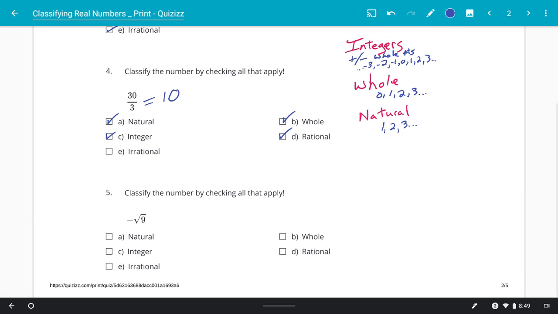Number 5. Again, they're taking this number and they're trying to trick you with it. There's a negative sign out on the outside, which means this is going to be a negative number. Well, what's the square root of 9? It's 3. So now we're trying to classify what is negative 3. Well, that's an integer, and therefore it's also rational.